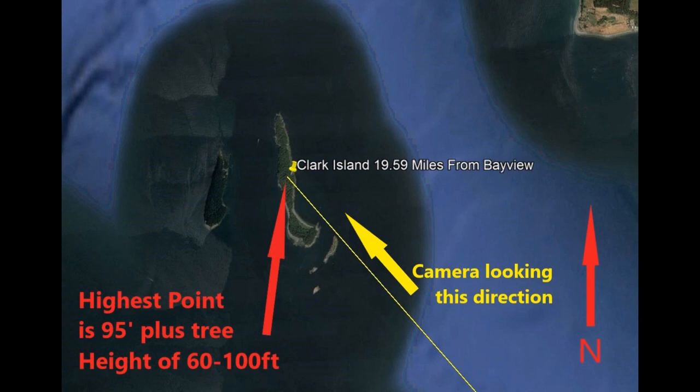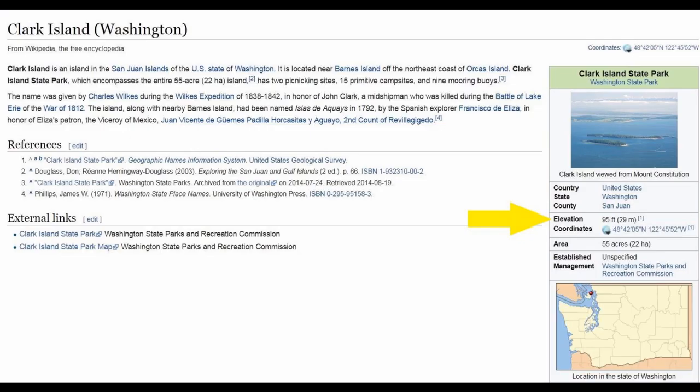Now we're looking at Clark Island in Google Earth with a distance of 19.59 miles back to Bayview State Park, and I've pointed out the highest point of the island based on topographical maps. So let's take a look and see what Wikipedia has to say about Clark Island. It is an island in the San Juan Islands in Washington State. It's located near Barnes Island off the northeast coast of Orcas Island and is 55 acres in size. If you look at the yellow arrow, Wikipedia indicates the elevation to be 95 feet in height.